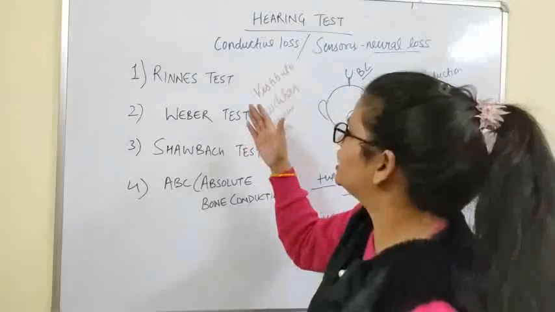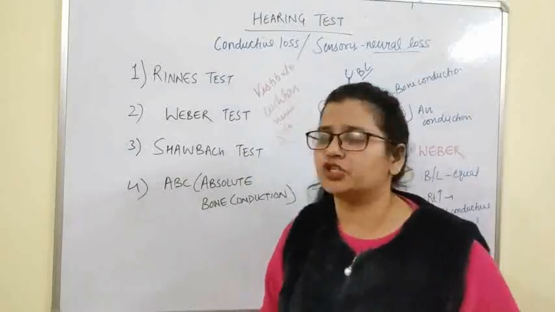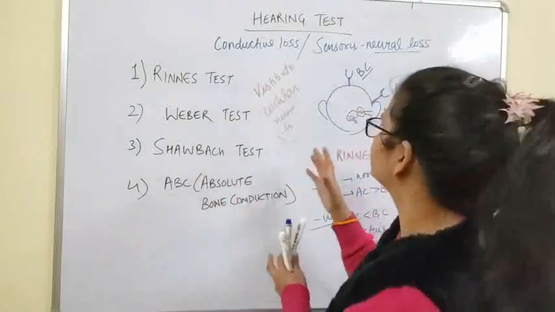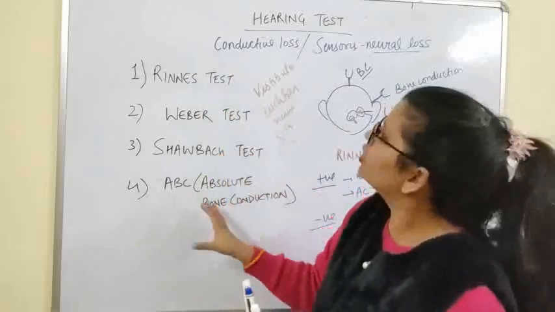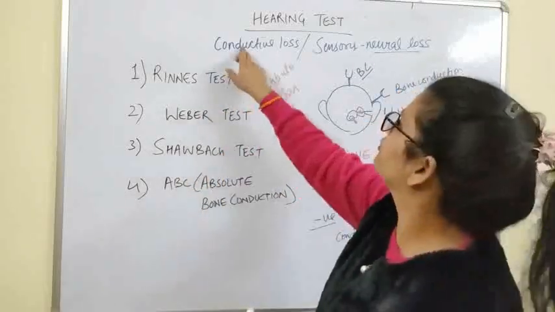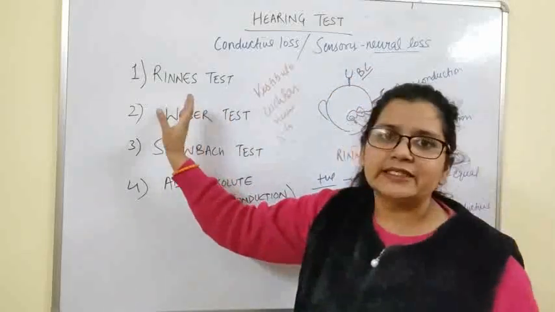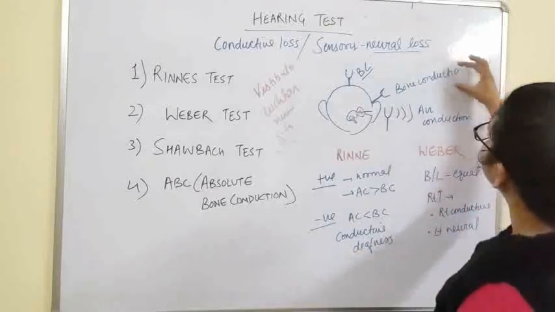These are the 4 tests which we use for hearing loss examination. First is Rinne's test, which is basically to assess the difference between bone conduction and air conduction. All these tests are basically to assess whether we have conductive loss or sensorineural loss. In Rinne's test, we have to assess bone conduction and air conduction.